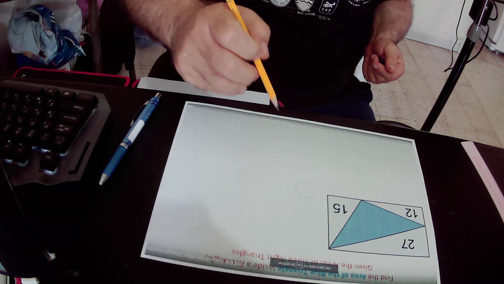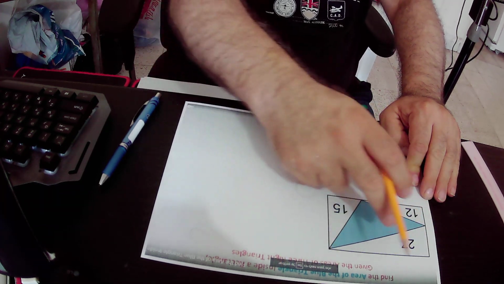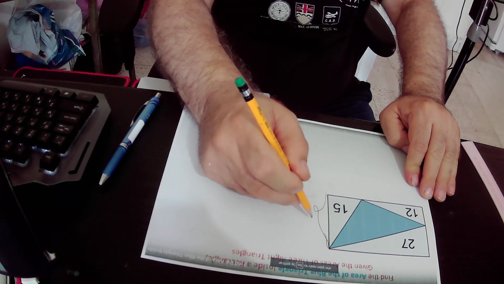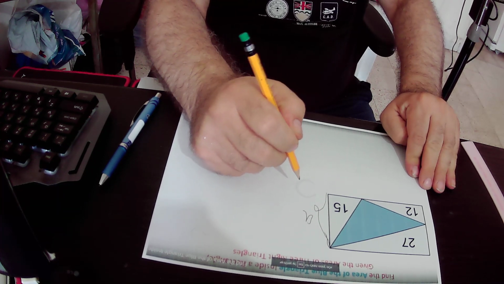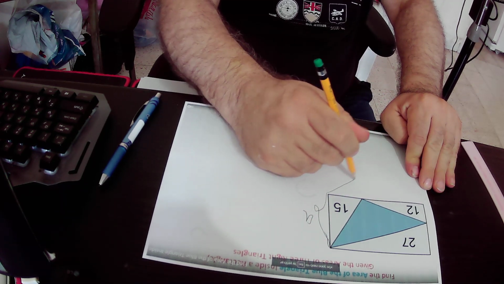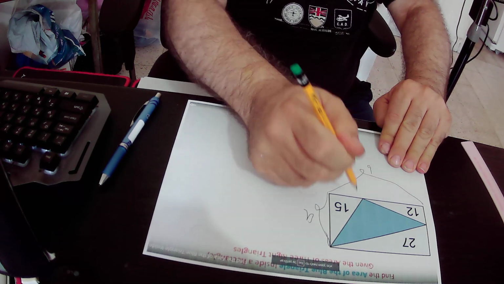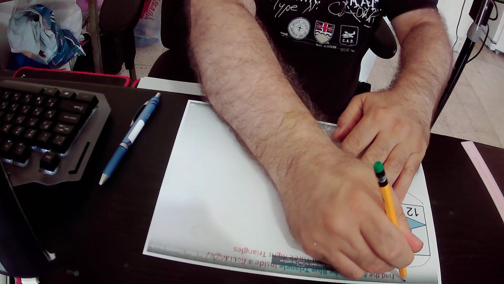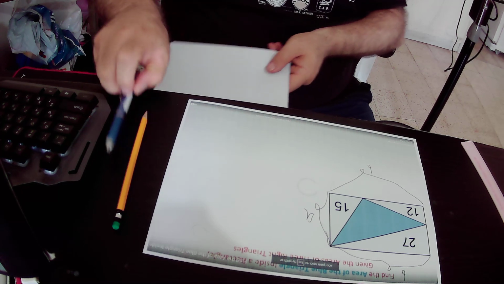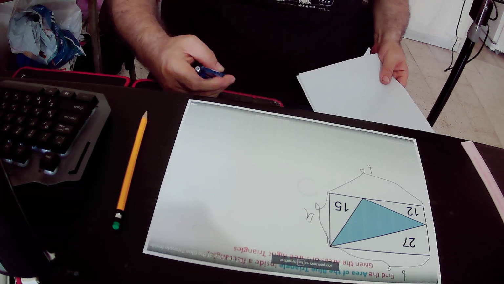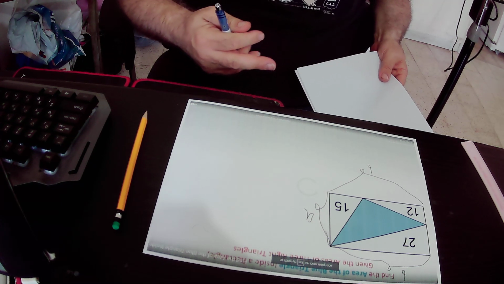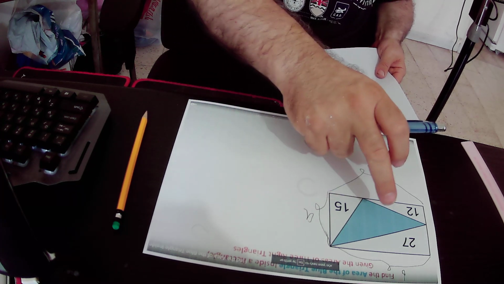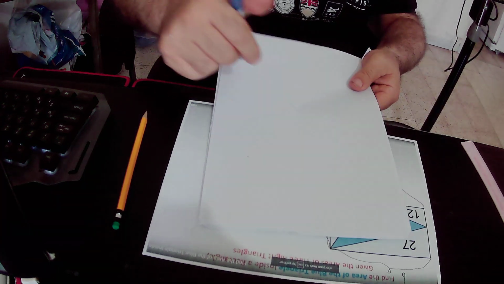So let's define the width of this rectangle as A, and the length of this rectangle will be defined as B. As you already know, the area of any rectangle equals the width of the rectangle times the length of the rectangle, or in our specific rectangle it will be A times B. Okay, so I will write it down.